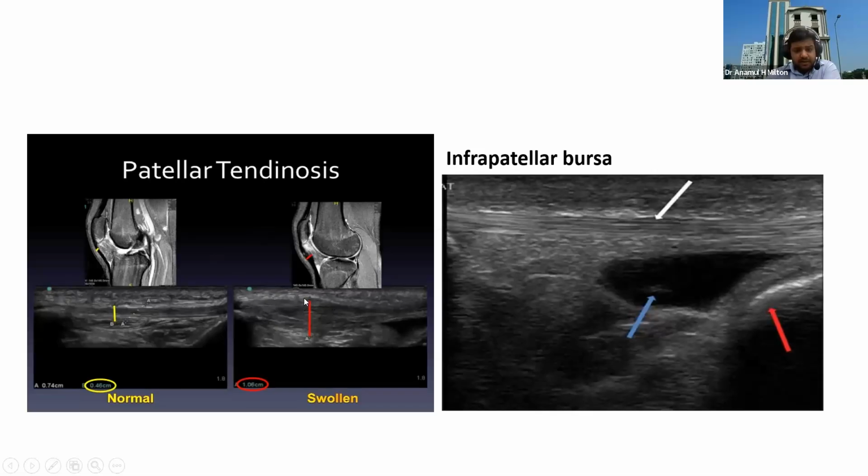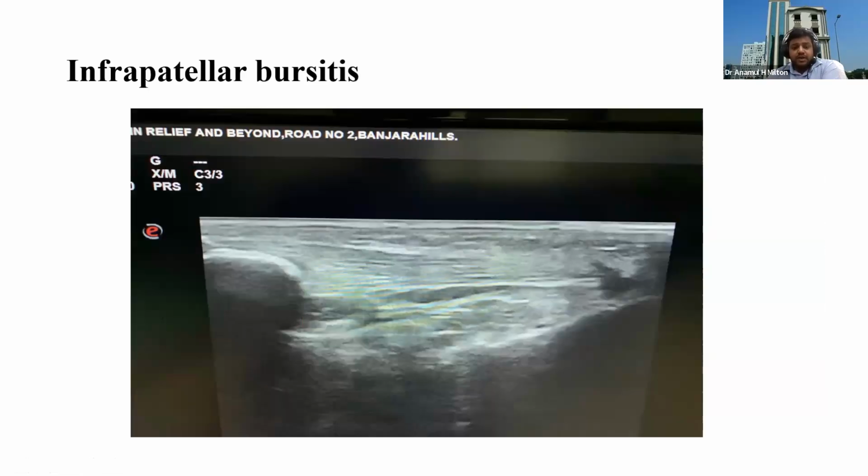It is the normal part, but here is the diffuse bulging of the patellar tendon. Here we can see the infrapatellar bursa. Okay, here we can see the collection, a small collection, just beneath the patellar tendon. So here also we can see the infrapatellar bursa.